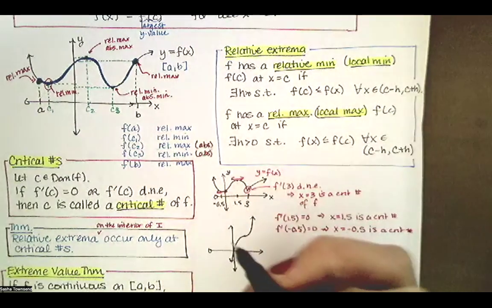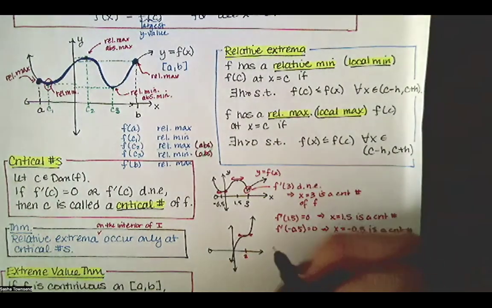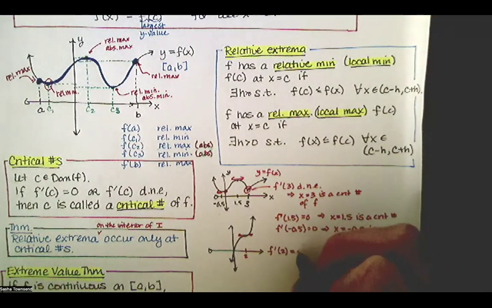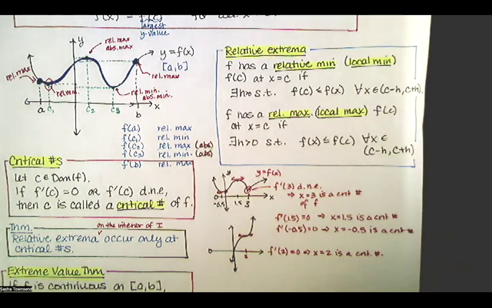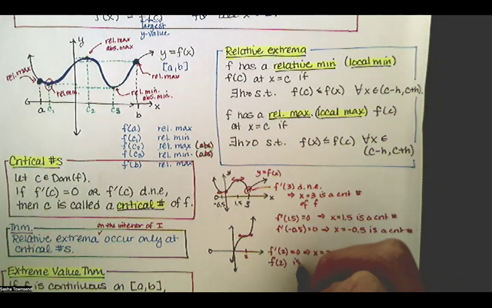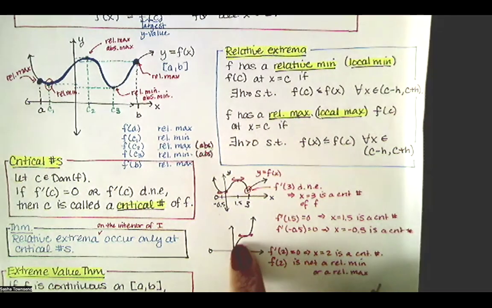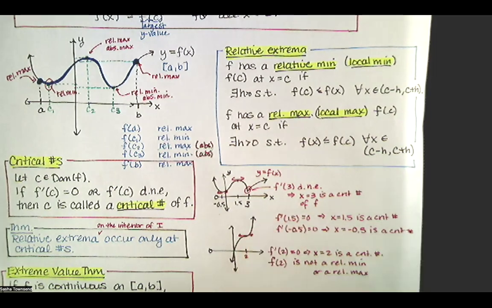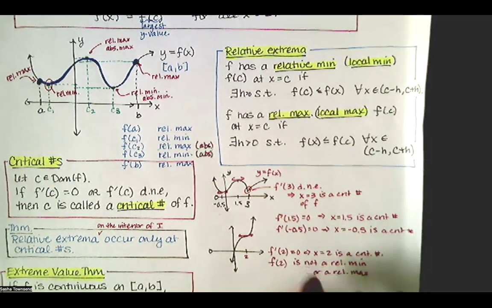So maybe we've got a graph like this. Looks kind of like a cubic graph. It might have a horizontal tangent line at x equals 2. So f prime of 2 is 0. So x equals 2 is a critical number of this function. But f of 2 is not a relative extremum. It's not a relative min or a relative max, because that function is increasing the whole time. It's increasing and then it has 0 slope and then it's increasing again. So if it has a flat spot where it's increasing and then 0 slope and increasing, or it goes from decreasing to having a 0 slope to decreasing, then you won't have a relative extremum.